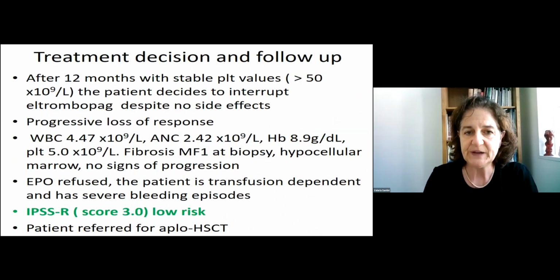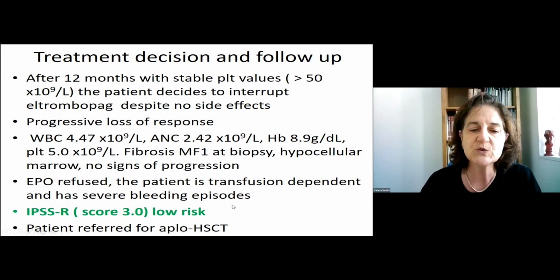After 1 year of treatment, despite the fact that the platelet values were very stable, above 50,000 per microliter, the patient suddenly decided to interrupt treatment with actually no reason, apart from the fact that he didn't want to come to the hospital any longer. He has progressively lost response, and when we checked the values again, platelets were extremely low. There is fibrosis at bone marrow biopsy and hypocellular marrow, but no sign of progression. The patient refused any treatment, even erythropoietin.